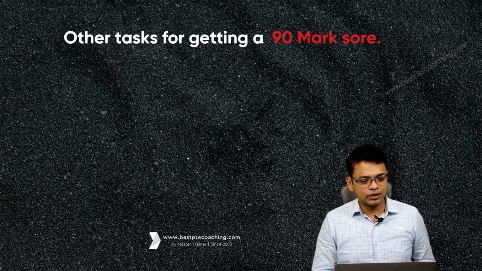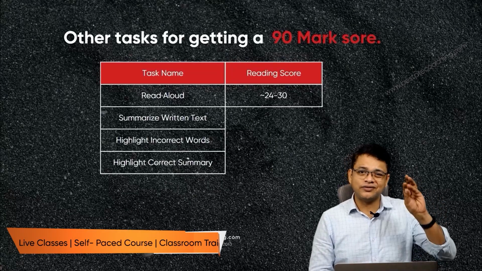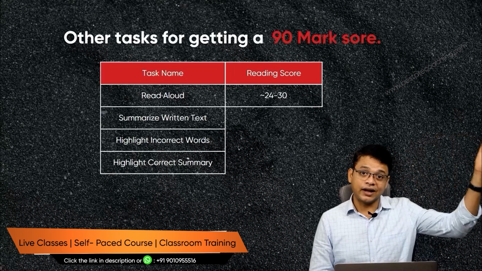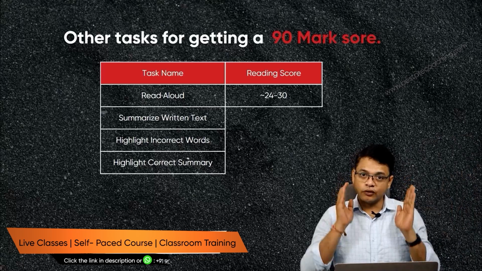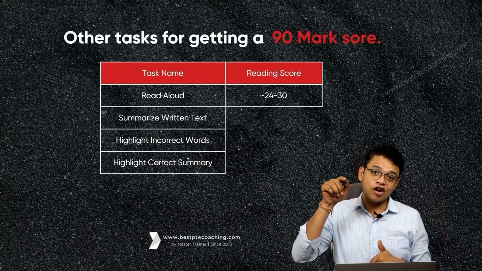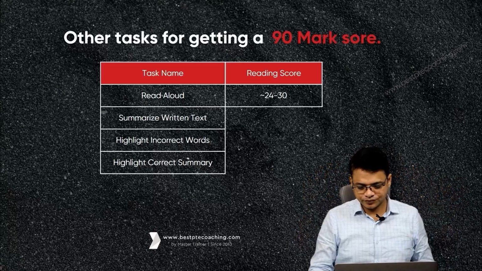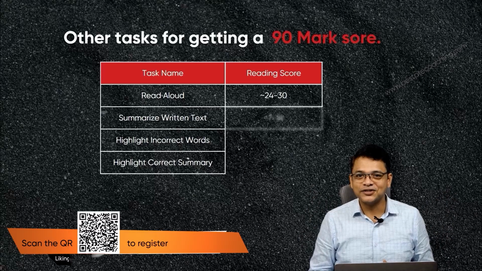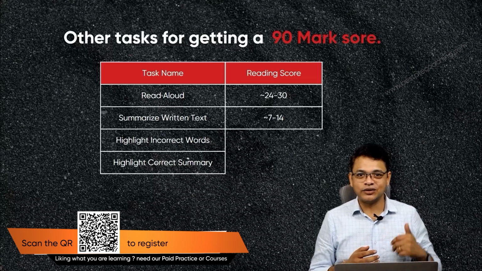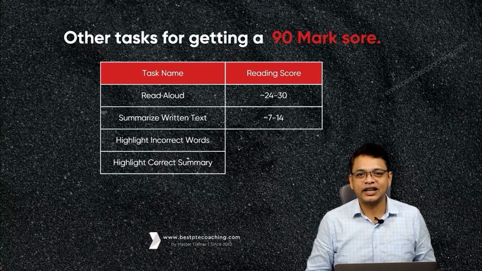Now please see, read aloud, which is a part of the speaking module. It's a very, very simple, easy to answer task. When you answer it well there, it gives you how much score? 24 to 30 marks in reading. It gives you a speaking score there, and along with the speaking score, it can also give you a very, very crucial reading score. And the next, summarize written text, which belongs to the writing module. When you answer it, it gives you good marks in writing. Also, it gives you 7 to 14 marks in reading.